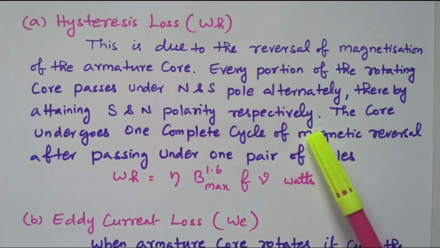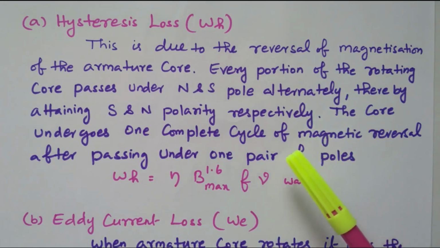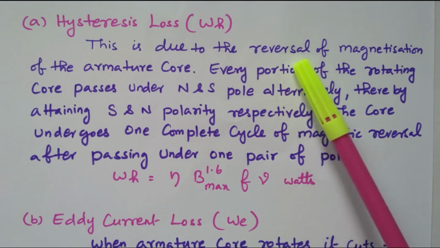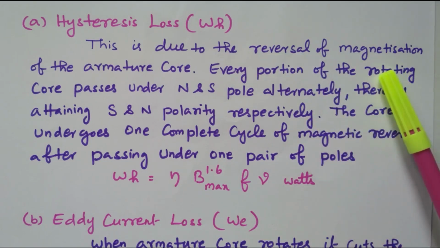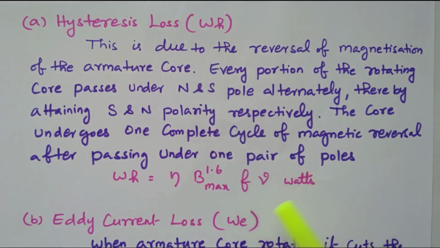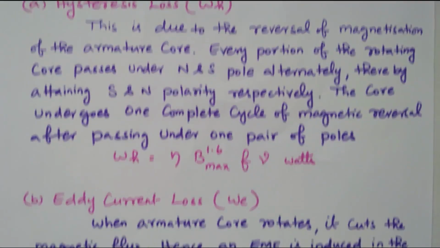N pole and S pole are alternately arranged in order to get the attraction and repulsion, so N poles and S poles are alternately produced. Due to this reversal of magnetization of the armature core, the loss happens, which is called the hysteresis loss. It is B max power 1.6 into F into V. So that is the formula for the hysteresis loss. Then we will see the eddy current loss.